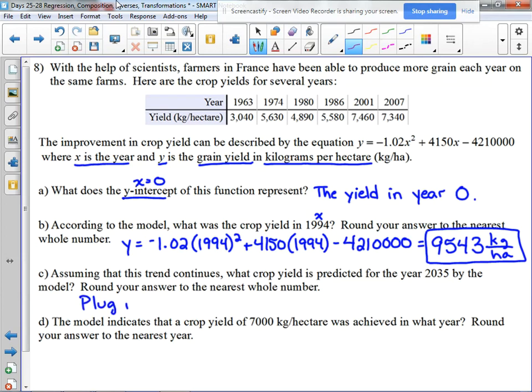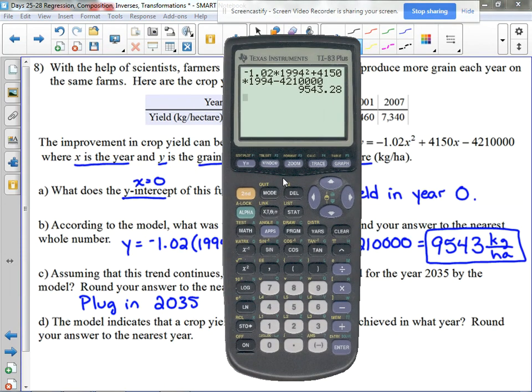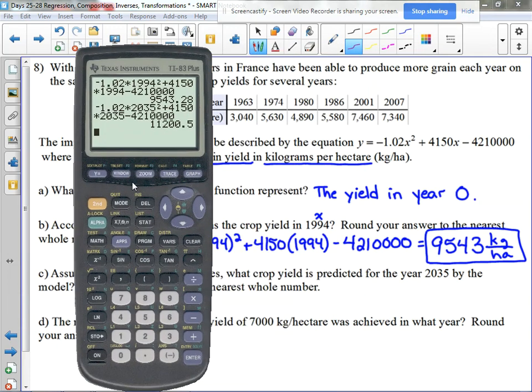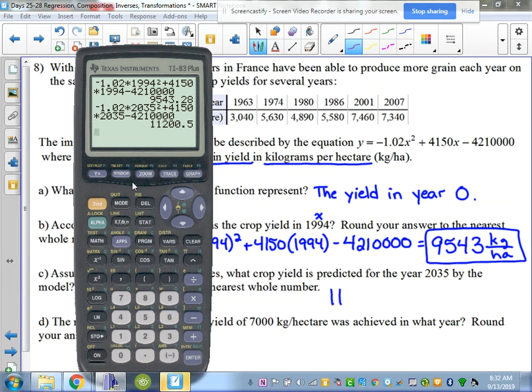So I'm just going to write plug in 2035. I'm not going to take the time to write all that because then I'm going to go to my calculator. I'm going to press second enter, and I'm just going to replace 1994 with 2035 instead of having to retype all of that information. Okay, so again, 11,000 to, we'll say 201, I guess. We should round that. Eraser, there we go. It's getting a bit slow to surely. 2 kilograms per hectare.